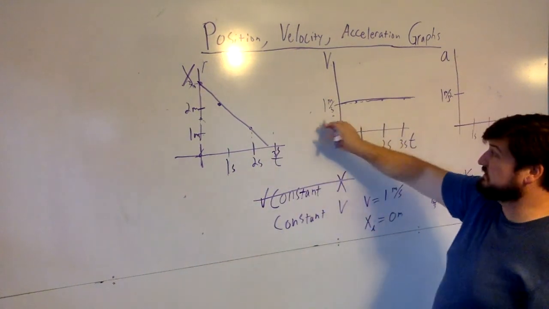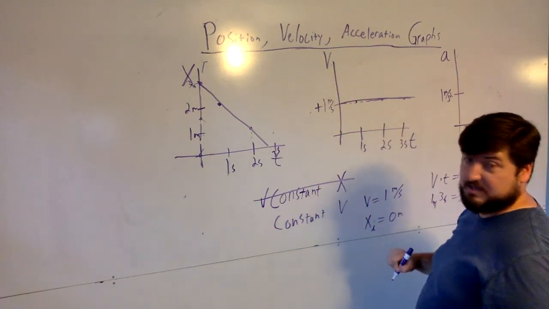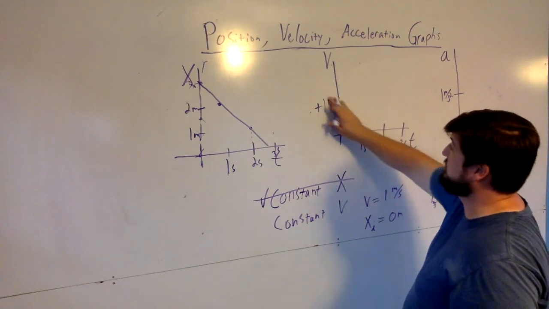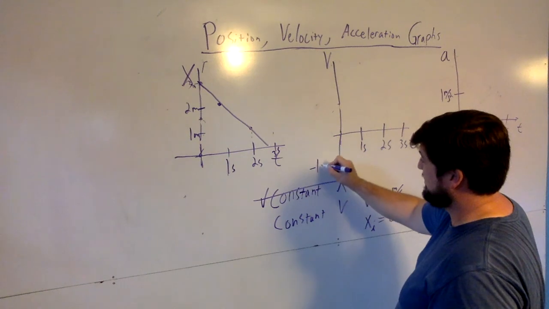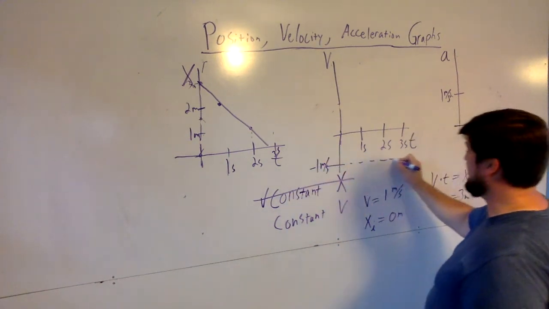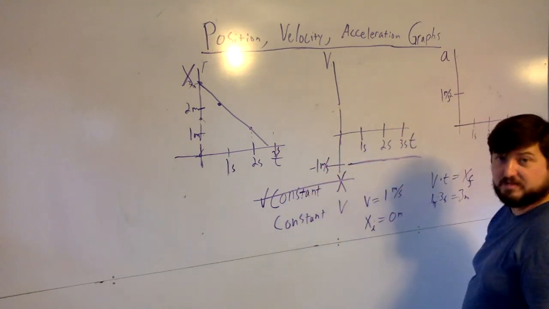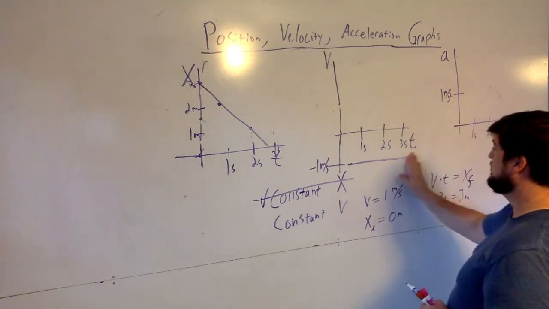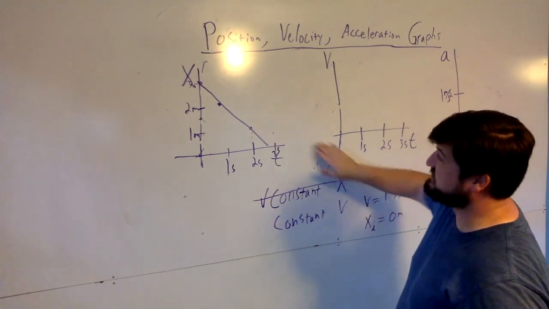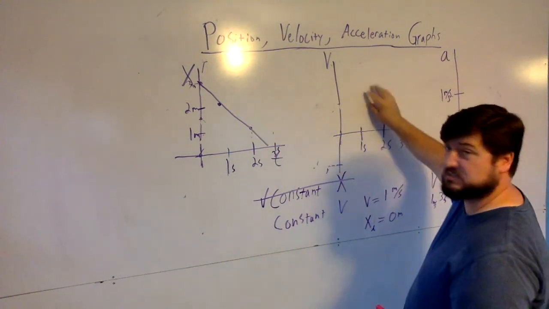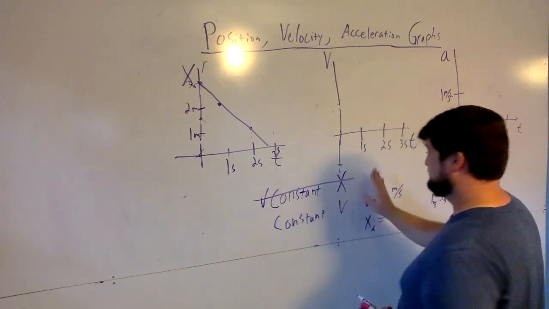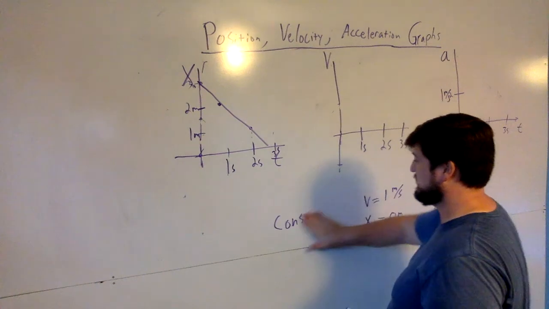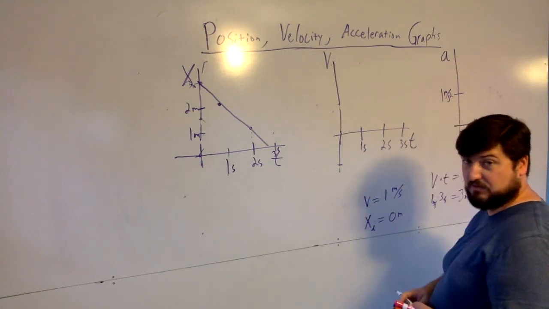And if instead of a plus 1 meter per second velocity, you had a minus 1 meter per second velocity, you'd have minus 1 meter per second here, and you'd have a flat line down there for your velocity, okay? So whatever the slope of this line is, that is your velocity. So, we checked out constant position, we checked out constant velocity. What does constant acceleration look like?